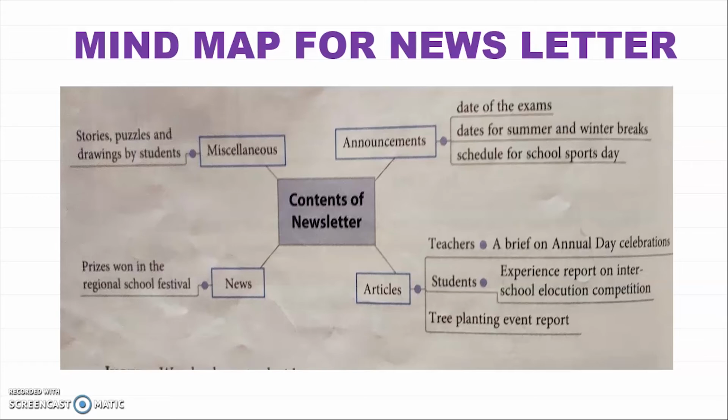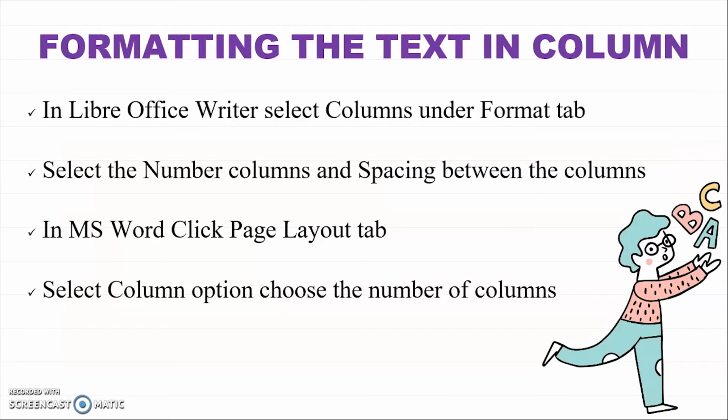Okay children, then we are going to see how to format the text in the newsletter. I told you how many columns you need to have. We are going to see that using Office Writer. You have to select Columns under the Format tab. Then you select the number of columns and the spacing between the columns.